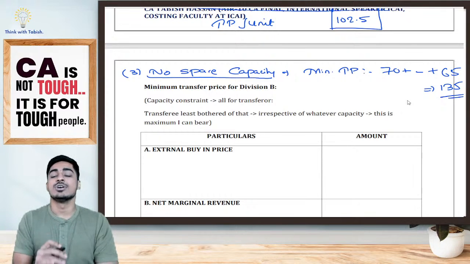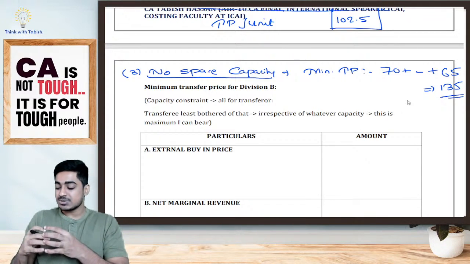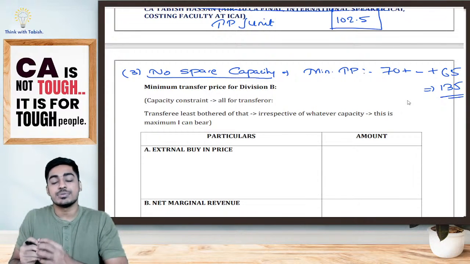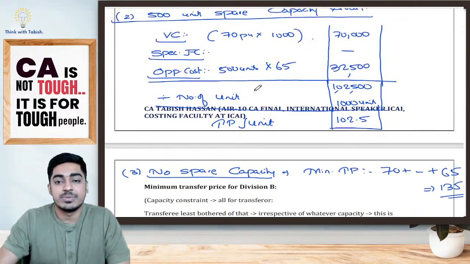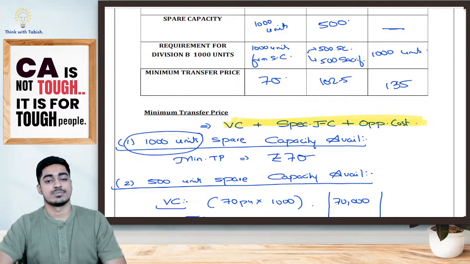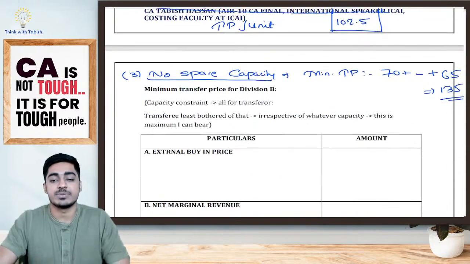Otherwise, I will not give you, because there is an external customer ready for 1,000 units who will give me 135, in which I will get 65 contribution. If I'm transferring here also, I want 65 contribution. The minimum transfer price will be 135 rupees. So in the three cases, we have three different minimum transfer prices.